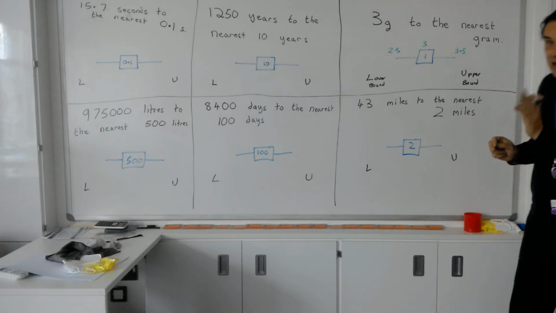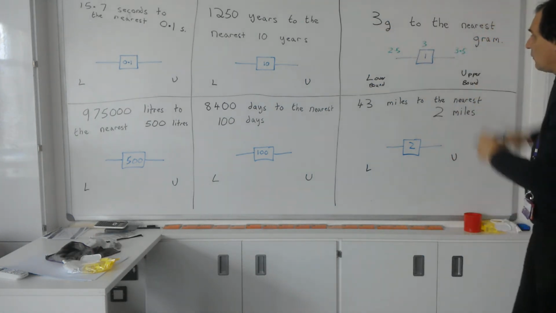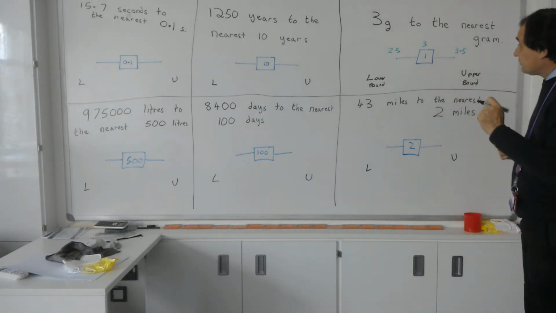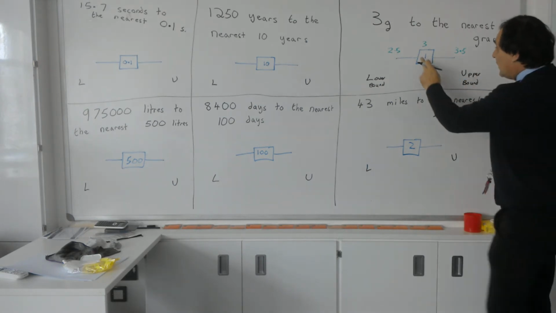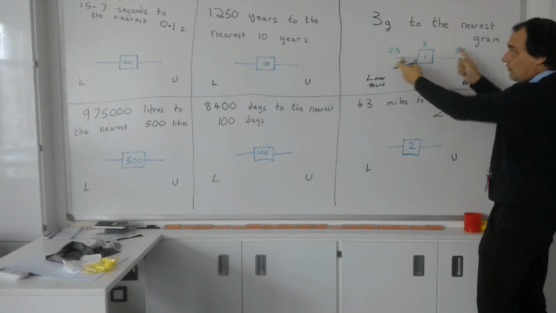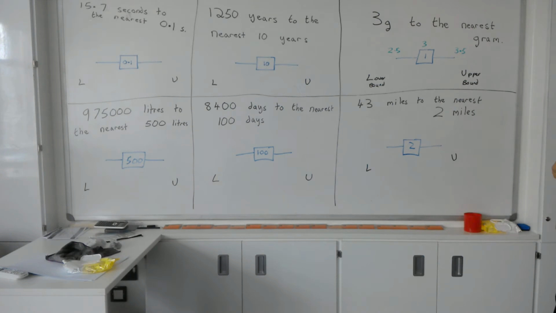So let's recap this a little bit here. 3 is the number that will go in the centre, the one we're interested in. Nearest gram, put a 1 in there. And then we've got to work out these distances. If you can see, 2.5 and 3.5 are each half of 1, half either side, making a total interval of 1 either side of the 3.